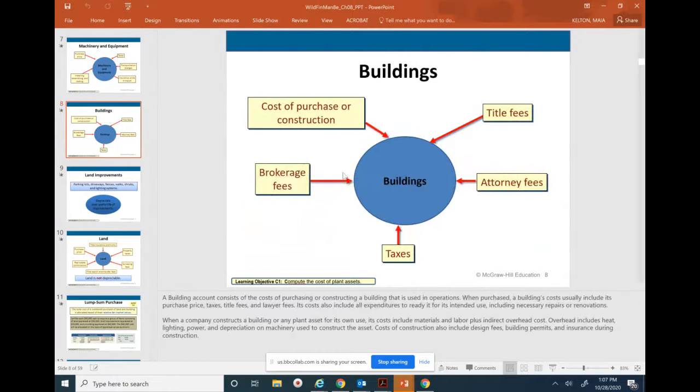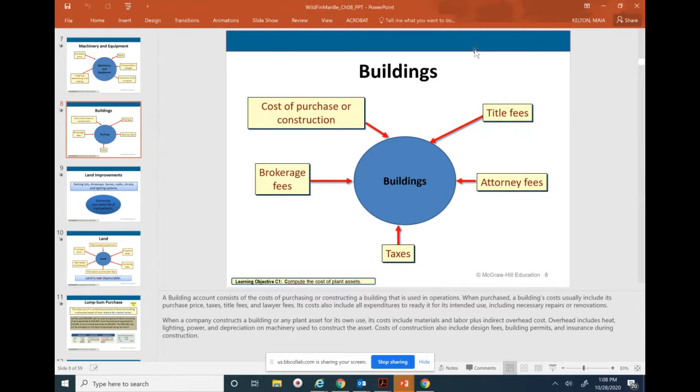Very similarly, when we calculate the acquisition cost of a building, we start with the cost of purchase or construction, and to that we add all other costs the company has to incur to prepare that building for its intended use. For example, and I use this example a lot because it is a perfect example you guys can relate to.